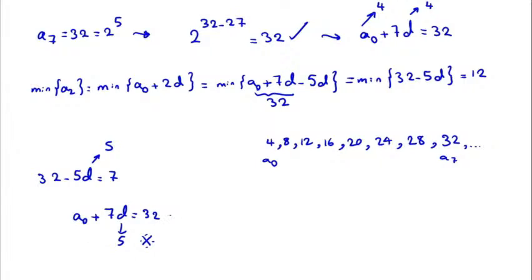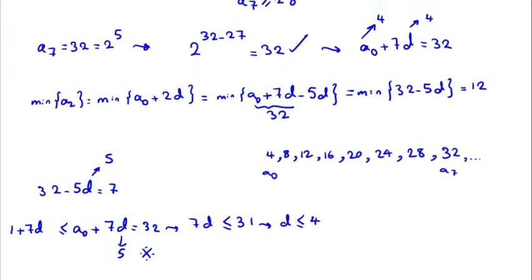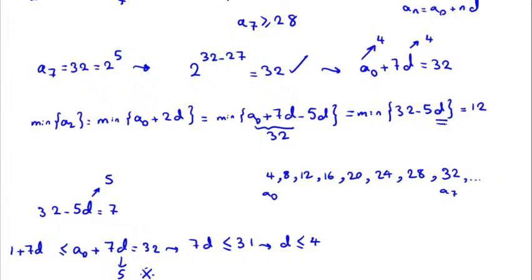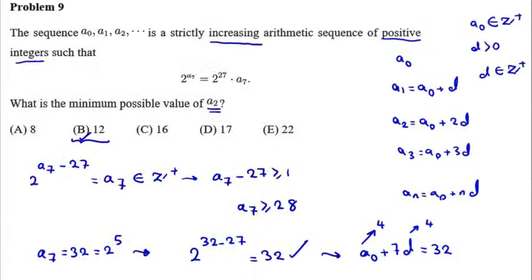Okay? Because we know that A0 is at least 1. So 7D is less than or equal to what? 31. So D is at most 4. So D is a positive integer, it can be only 1, 2, 3, 4. We want to find the maximum D. We saw that D equals 4 works here. And we've solved this problem completely.